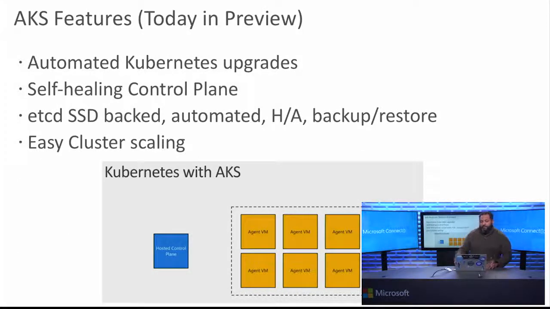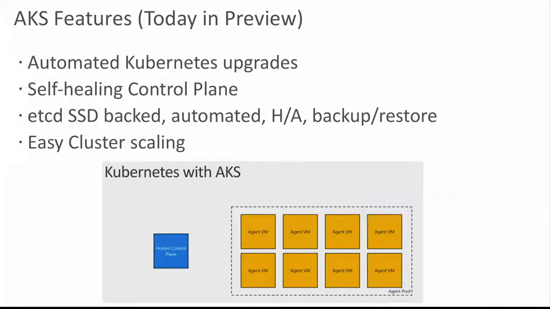Today in preview, some of the features, obviously, we'll show you Kubernetes upgrades and how we can upgrade both our nodes and the control plane through the API. Self-healing control plane, so you don't have to worry about the process behind the scenes. etcd is SSD backed, automated, HA, and backup and restore is all taken care of for you by the service. And then we'll also show you how you can easily scale the cluster to the workloads that you need.